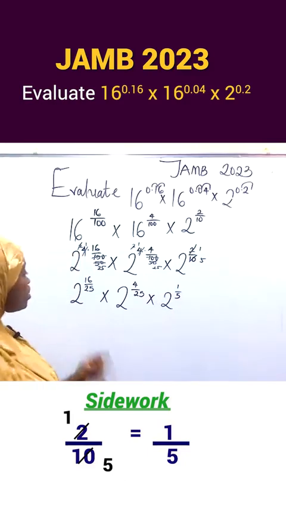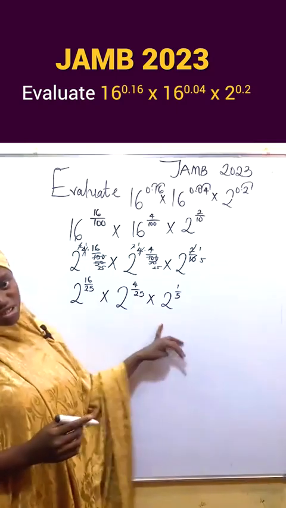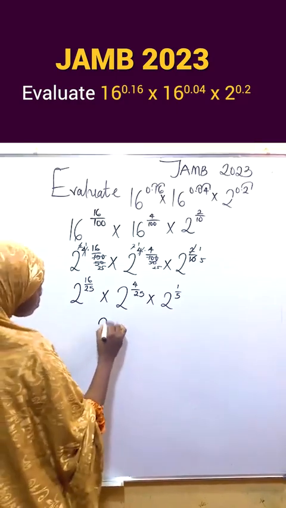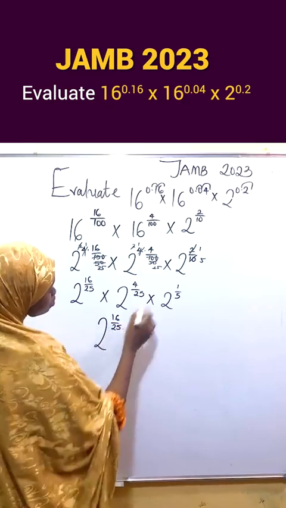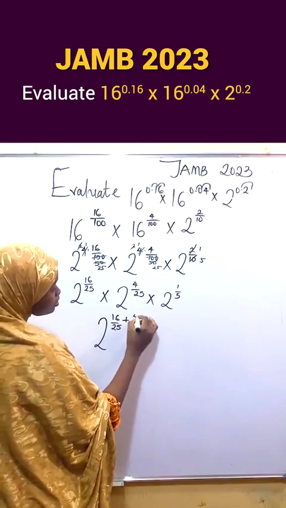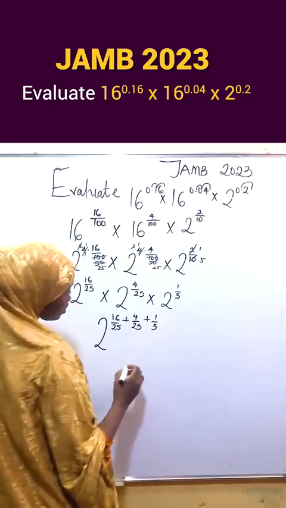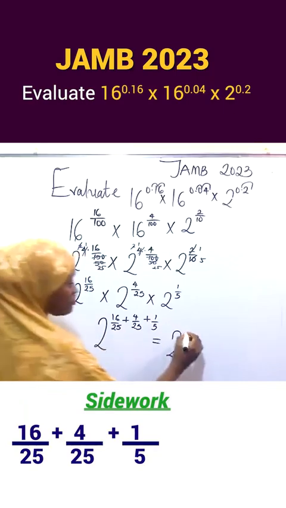So this is what we have here. As you can see, all the bases are equal, so we can pick them as one. So this becomes 2 to the power of 16 over 25. So we're adding all the powers from the laws of indices, plus 4 over 25 plus 1 over 5. So this is equal to 2 raised to the power of, the LCM here is 25.